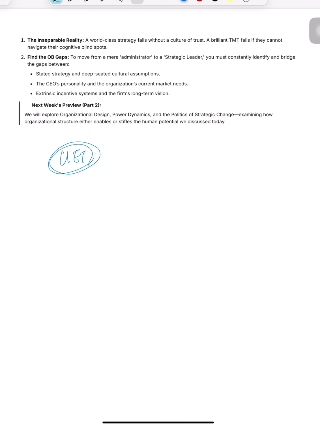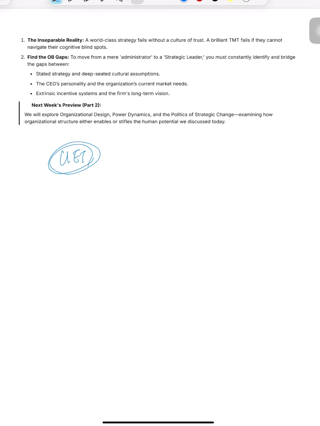You must keep this concept in your mind. They are two different perspectives on the same organizational reality. A world-class strategy will fail without a culture of trust and psychological safety. A brilliant top management team will fail if they cannot navigate their own cognitive biases and functional blind spots, and a motivated workforce will fail if they are not aligned with a clear, meaningful, and vertically integrated strategic goal as well.